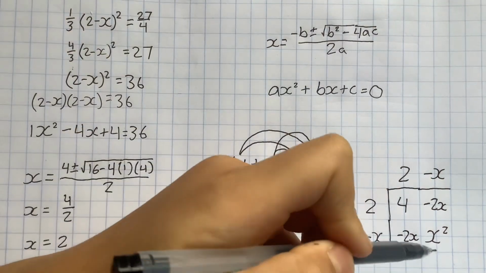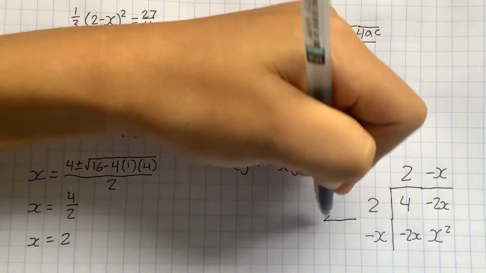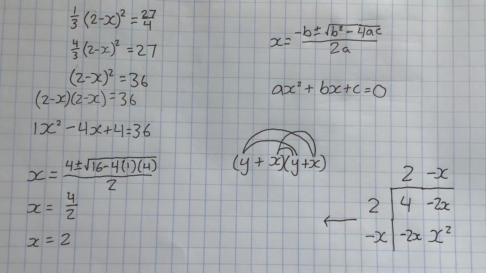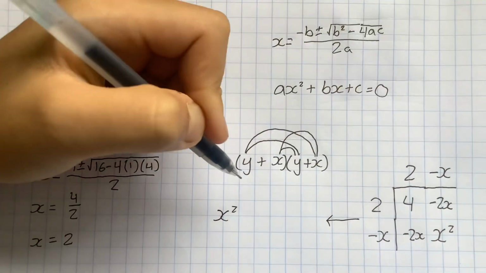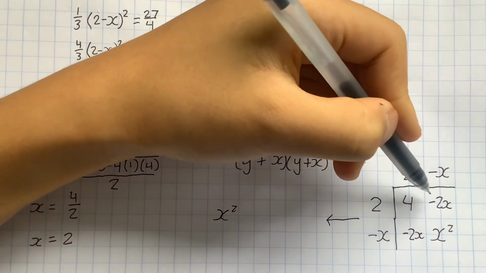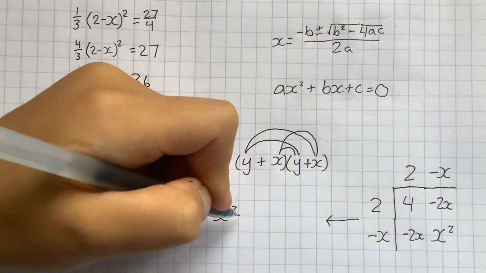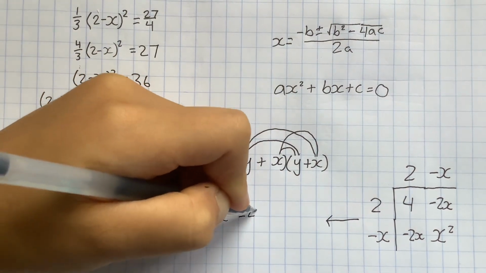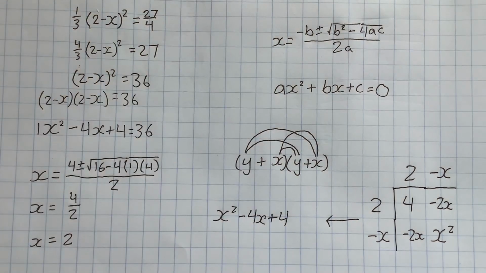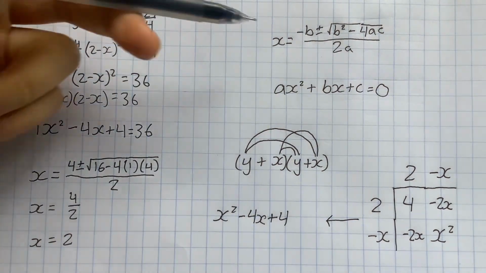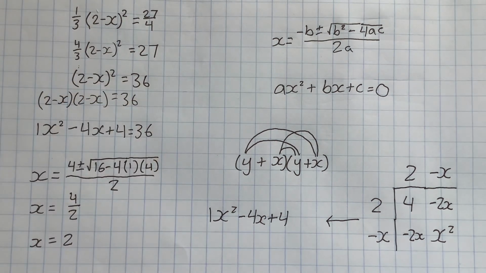Now using all these numbers, you can put them together. So do x squared from here. And we've got 2 of these negative 2x's, so put them together. We have negative 4x. And we have our 4 here, plus 4. So that's how we got to this stage. Of course, in the quadratic formula, we need the coefficient for a. So this is going to be 1.